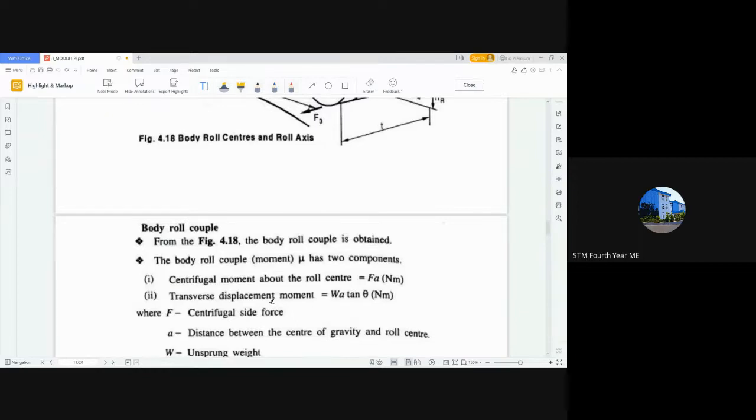Transverse displacement moment. So what is transverse displacement moment? I have told you there are two forces that occur. One is the sideways force, the other is the roll force, and the roll force is occurring due to the weight. The weight is present in the downward direction through the center of gravity, and its perpendicular distance forms a moment. The weight and its perpendicular distance forms a moment.